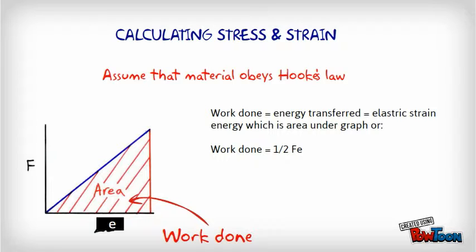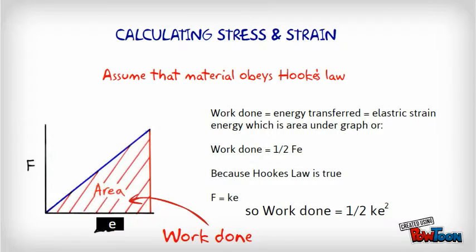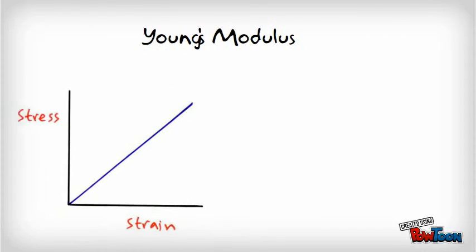The energy is equal to a half multiplied by the force multiplied by the extension. And because Hooke's law is true, we can say that F equals kE. So if we substitute that into the equation above, we have that the elastic strain energy, or the work done, is equal to a half kE squared.